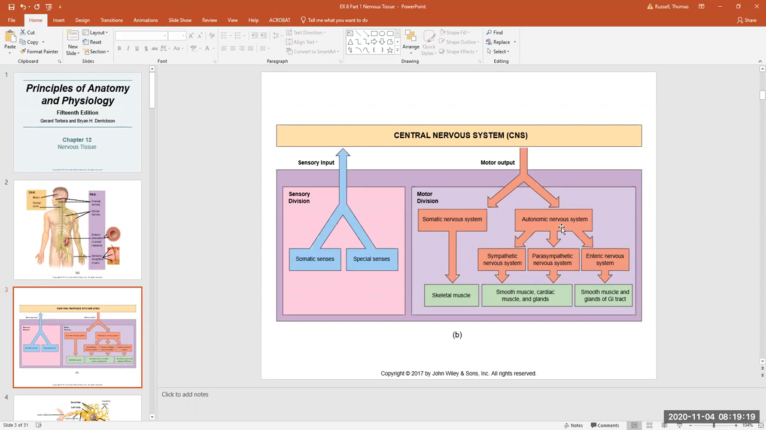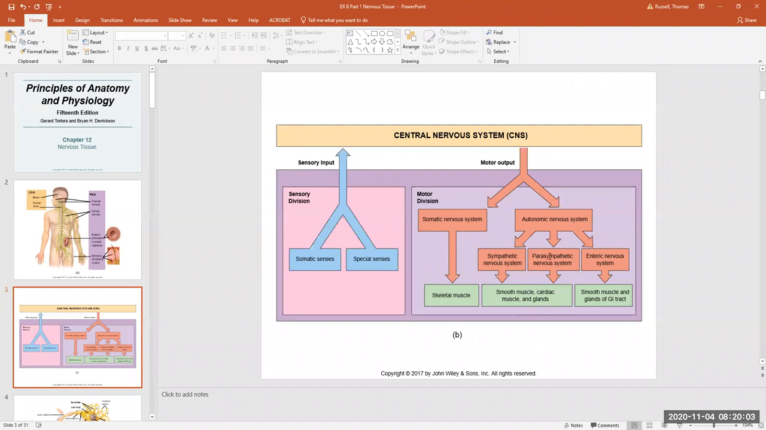Now, the motor division of the autonomic nervous system is actually separated into these three areas. The two main areas that you're going to be learning more so in lecture are the sympathetic and the parasympathetic nervous system. And then we have this enteric nervous system. The enteric nervous system only deals with the digestive system, all of the reflexes for your gastrointestinal tract. The sympathetic and the parasympathetic nervous system affect these effectors all in the body. Smooth muscle everywhere, your heart, cardiac muscle, and then some various glands in the body.